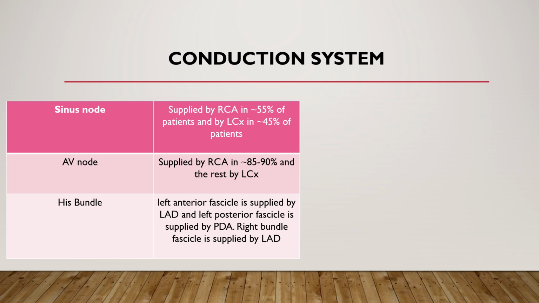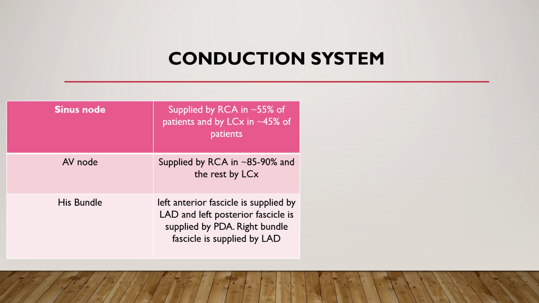The AV node is located close to the septal leaflet of the tricuspid valve, and that is one of the reasons why patients who undergo tricuspid valve surgery have a high risk of AV node dysfunction post-op. The AV node is supplied by the RCA in about 90% of the patients, and the rest is supplied by the circumflex.